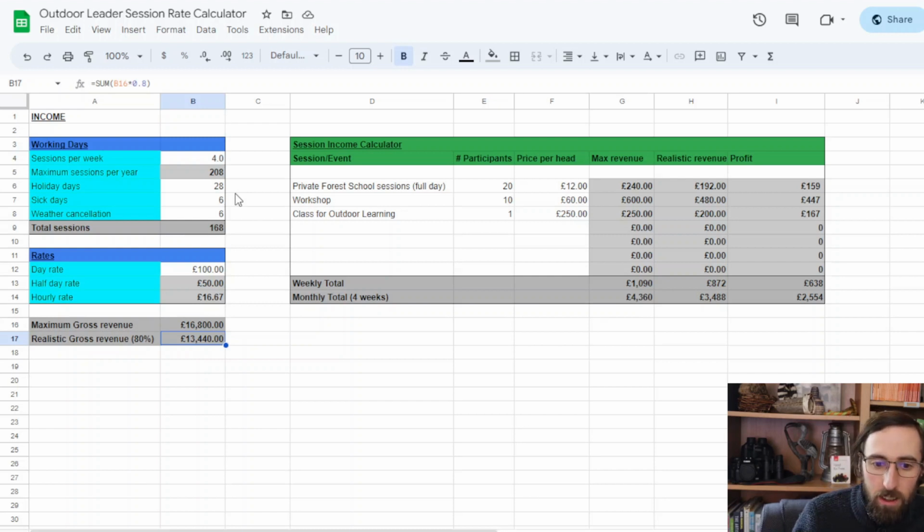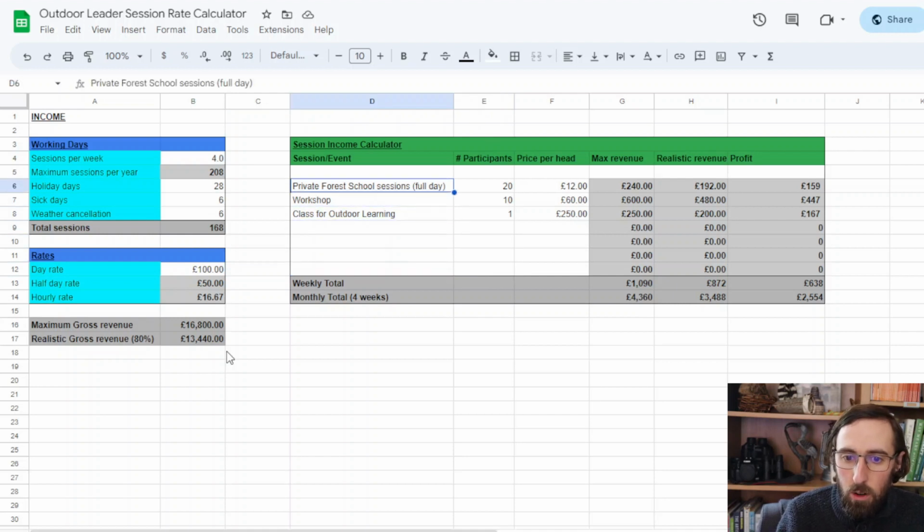So we can see that even though the maximum we could probably earn at £100 a day for 208 sessions is that 16,800, it's more likely to be close to the 14,000. So as we look into that, we can start getting an idea of how that plays out if we go through this.